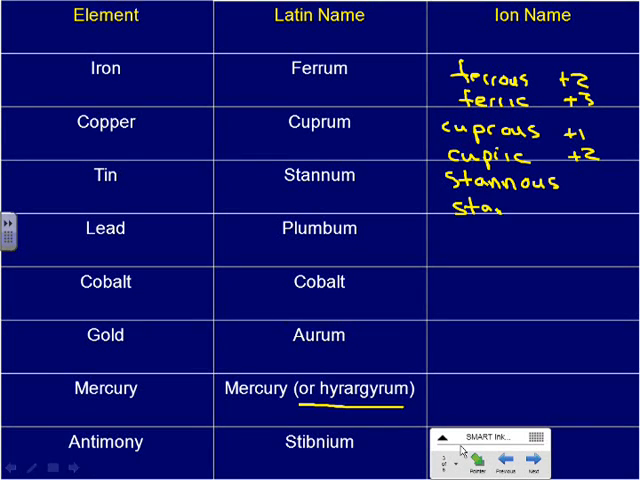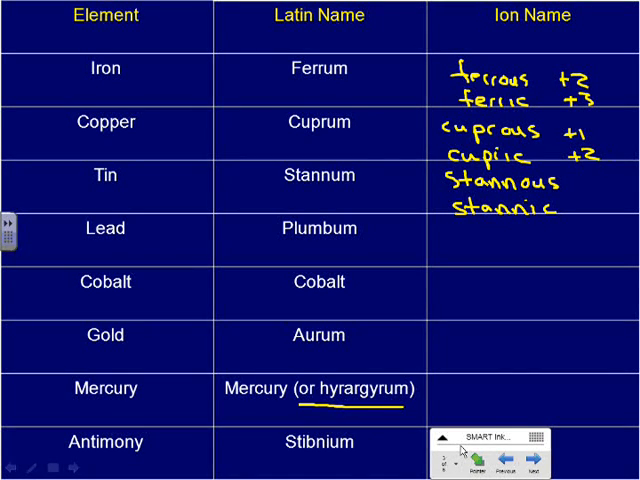Stannous and stannic. That's one of my favorites. I like that. Stannous. It's good stuff. I should have named my kid Stannous. That would have been funny. No, he wouldn't, but it would still be funny. Oh, Stannous.